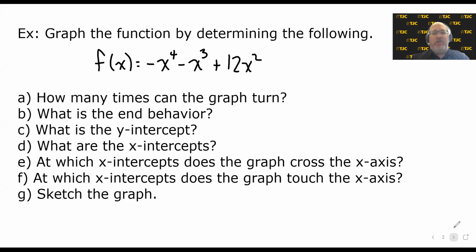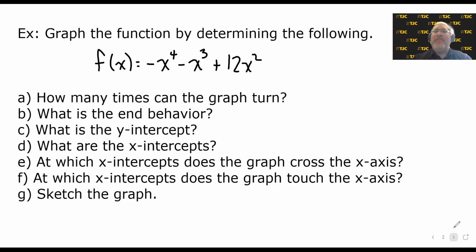We're going to graph the function by determining the following. The function is f of x equals negative x to the fourth minus x to the third plus 12x squared. You may recognize this as one of the functions that we did in the previous video when we were finding zeros and x-intercepts for unfactored functions. We will be using the results from that. So if you didn't watch the previous video, you might want to watch it.